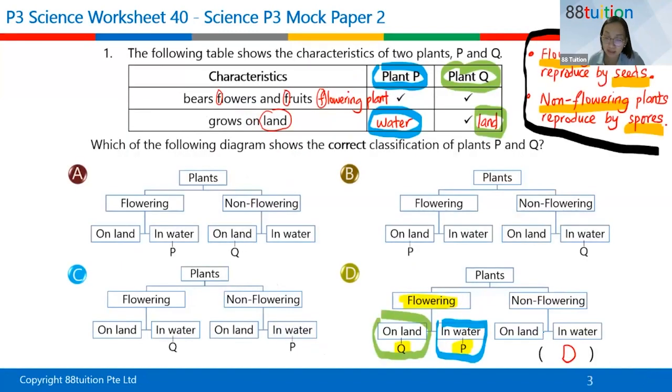All right, question 1, the answer is D. I hope you understand why it's D. Because flower, fruit start with letter F. Letter F means flowering plant. So P and Q are flowering plants. Then grow on land: only Q grows on land. Now P, you don't see a tick. That means P grows inside water. Therefore, Q and P both have flowers, so they are both flowering plants. P lives in water, Q lives on land.